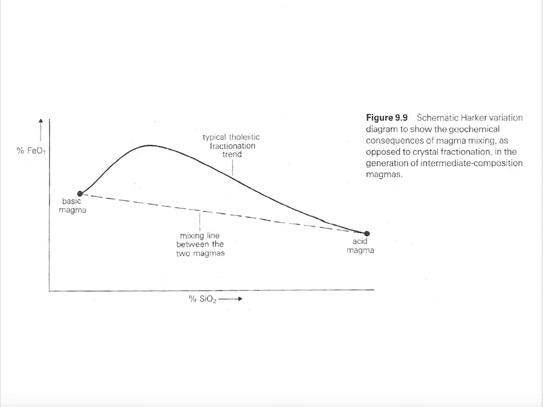So here we have a schematic Harker variation diagram to show the geochemical consequences of magma mixing as opposed to crystal fractionation. On the y-axis we have the total iron, iron 2 plus and iron 3 plus. On the x-axis we have the SiO2 concentration. Here we have a basic magma, and this basic magma becomes more and more acid, and in between we have the mixing line between the two magmas.